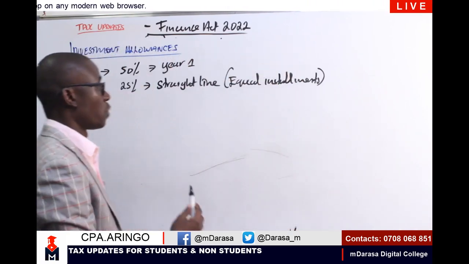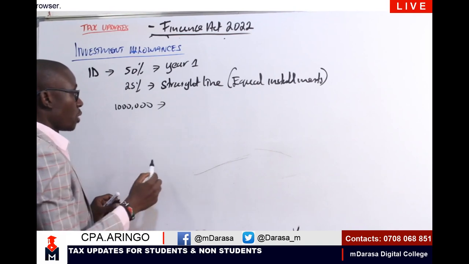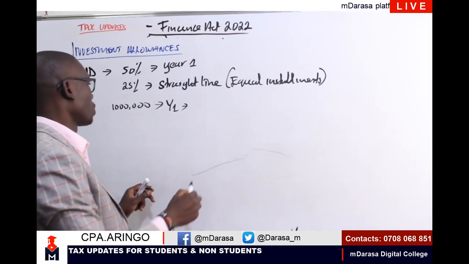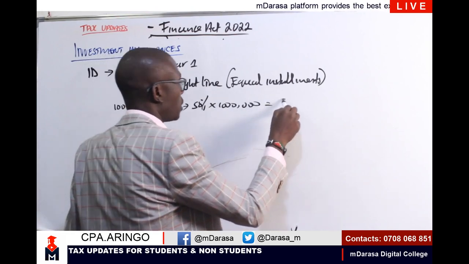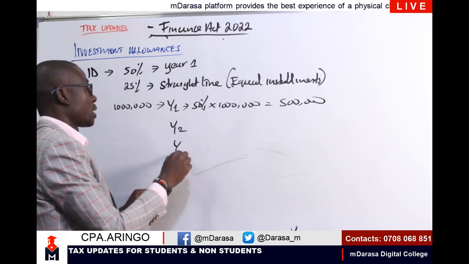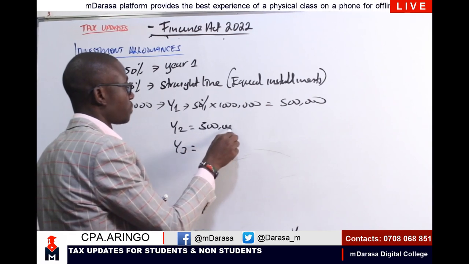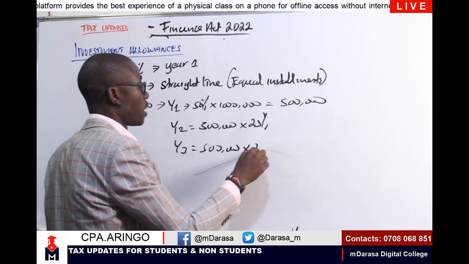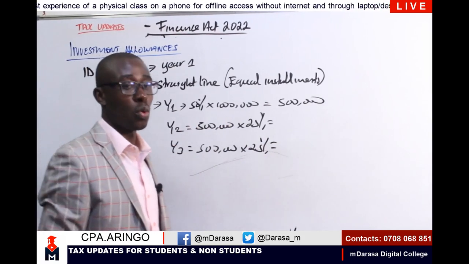For example, I have an asset which qualifies for ID going for 1 million. In year one, my good students, you are going to take 50% of 1 million, which gives us 500,000. Then year two, year three, henceforth, I'll be working on the balance, 500,000 times 25%, till I deplete this asset of ours. This is what you're terming equal installment.